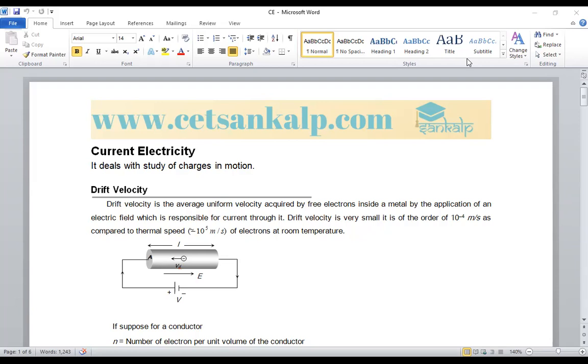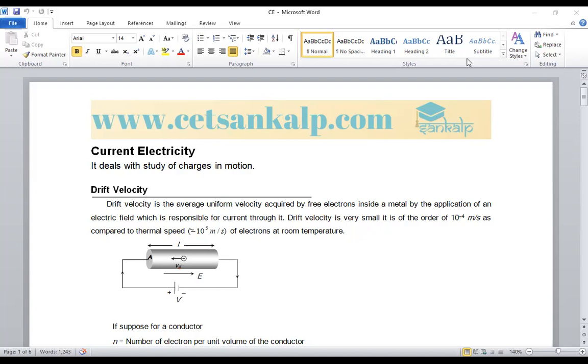So you all know that the current can also be written in terms of N, that is the number of electrons. So I is equal to Ne by T, where e is the charge of an electron. You know the value of that? It is 1.6 into 10 to the power minus 19 coulomb.